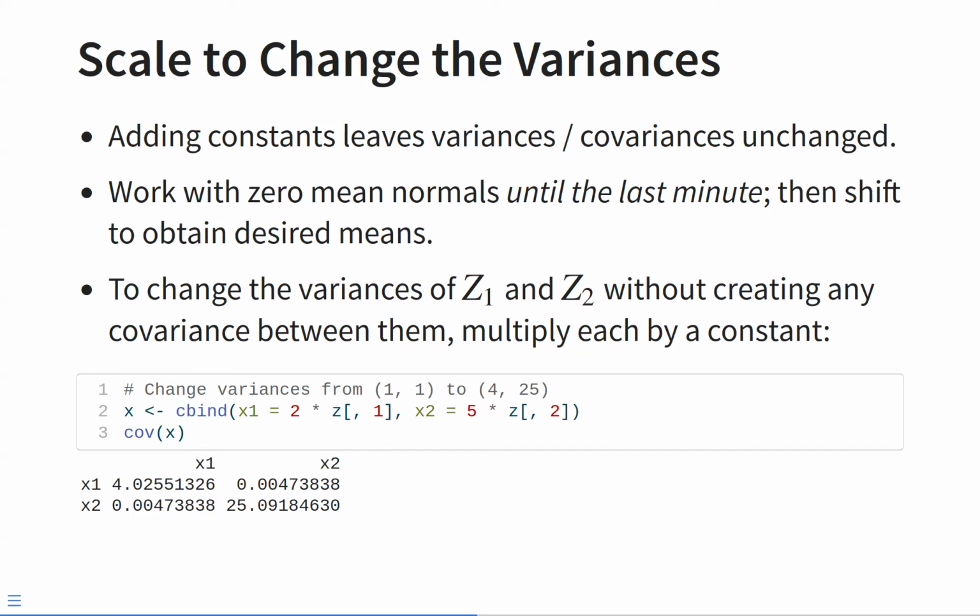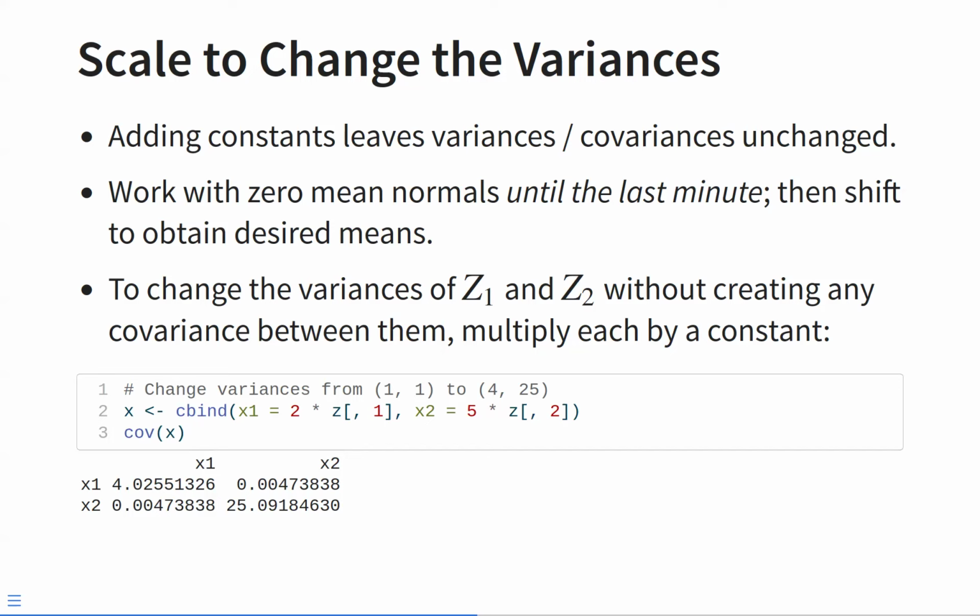So what this tells us is that we can just work with zero mean normals until the very last minute and then shift to obtain the desired means. Anything we want to do with variances and covariances is going to be completely unaffected by that shifting. So for that reason, in the rest of this lecture, we're just going to work with zero mean normals, safe in the knowledge that if we want to relocate the center of our distribution, we can just do that at the end. So the rest of the time that we spend here is going to be focused on dealing with the variances and covariances. So let's start with variances.